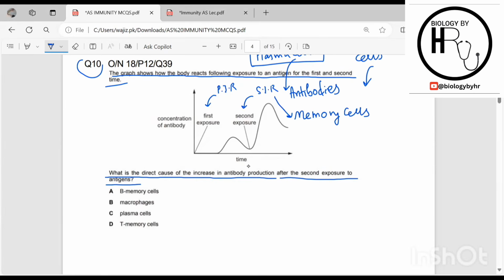If I talk about the primary immune response, we can see over here that when there is the first exposure of the foreign antigen in the body, it takes a lot of time before it reaches a certain concentration of the antibody, right? And why is it taking a lot of time? Because there are no memory cells over here, right? What the memory cells basically do is that they quickly divide and differentiate into the plasma cells, and then those plasma cells secrete the antibodies.